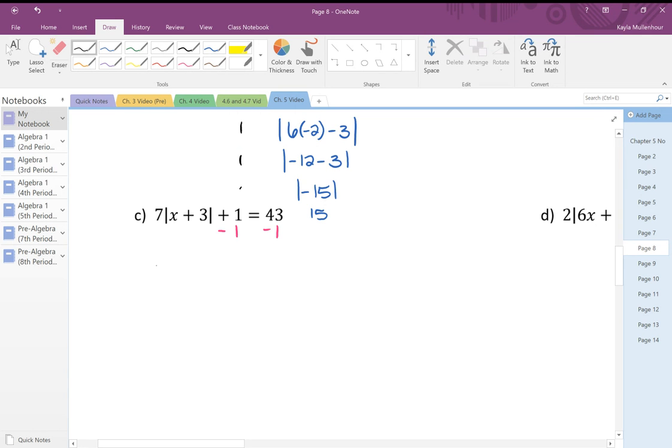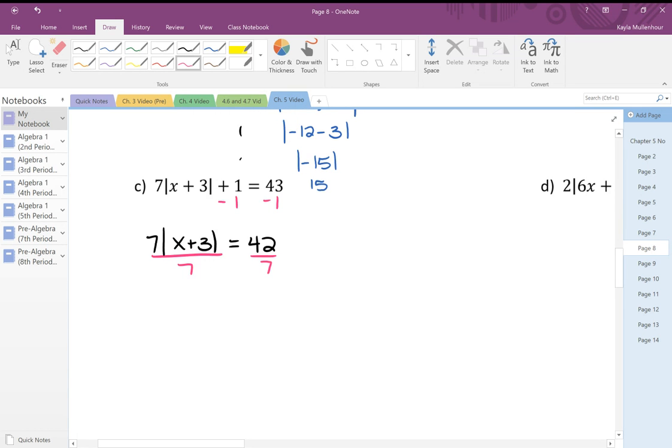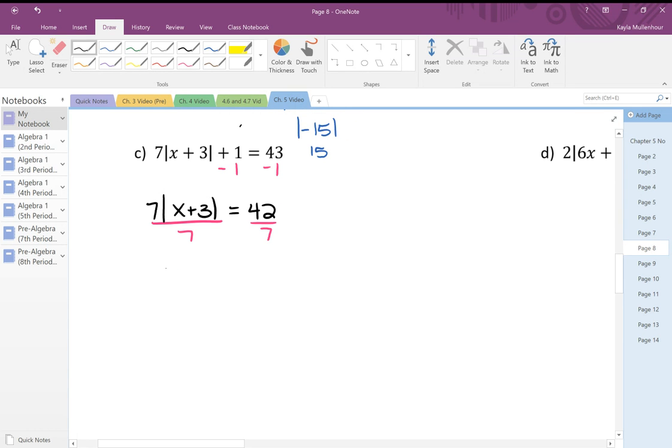So we end up getting 7 times the absolute value of x plus 3. And then we're subtracting 1 from both sides, so we get 42. Next, it's 7 times the absolute value of x plus 3. So we're going to undo that by dividing both sides by 7. So then we're just left with the absolute value of x plus 3 equals 6.